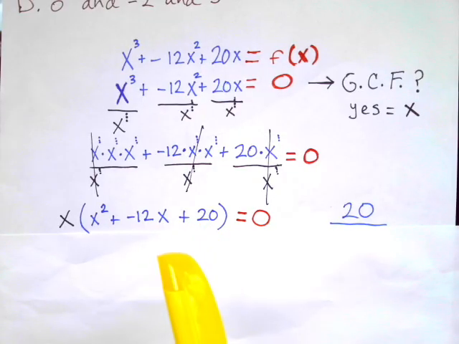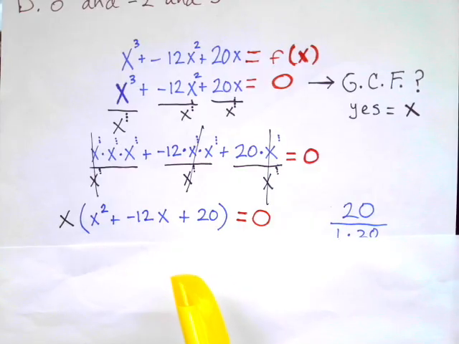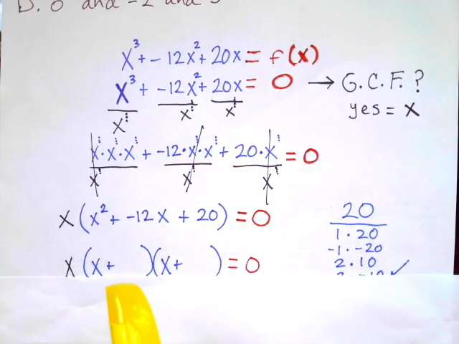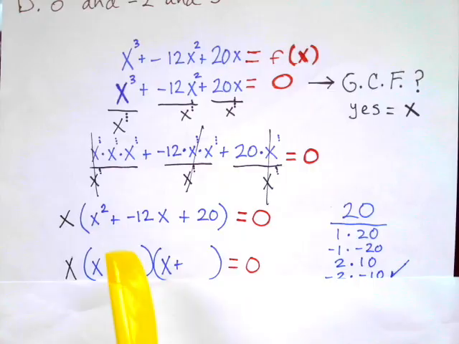Now, I factored out this x, and here I have an expression inside the parentheses where I think I can do what's called reverse FOIL. You set up 2 parentheses. X times x is x squared, so I know I'm going to have an x in both of these parentheses, right?